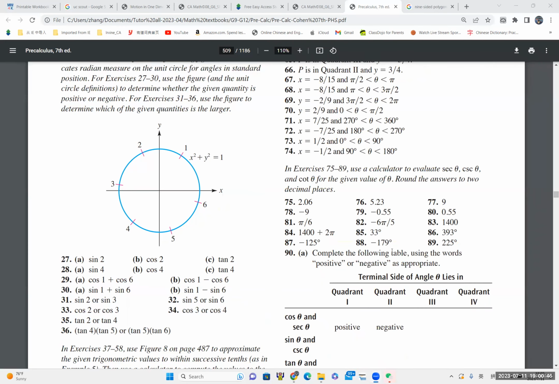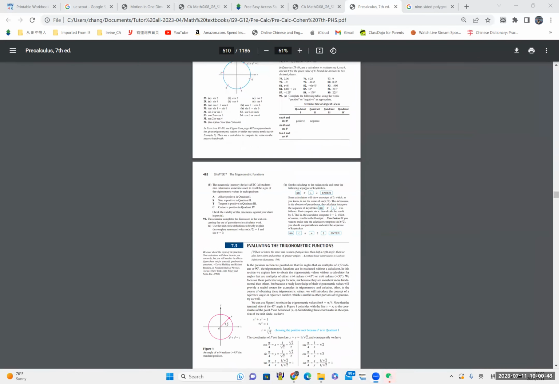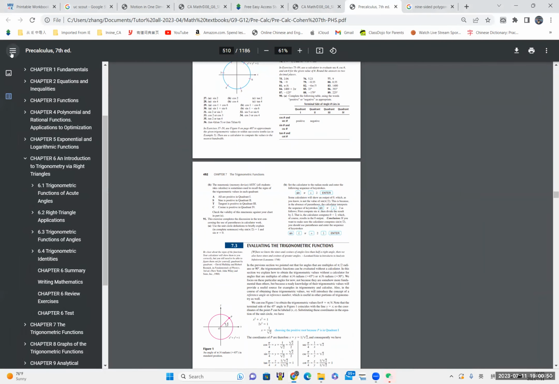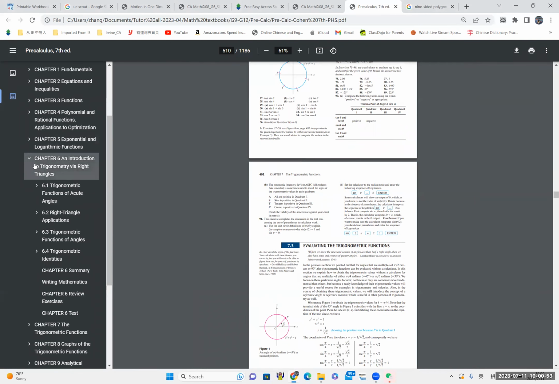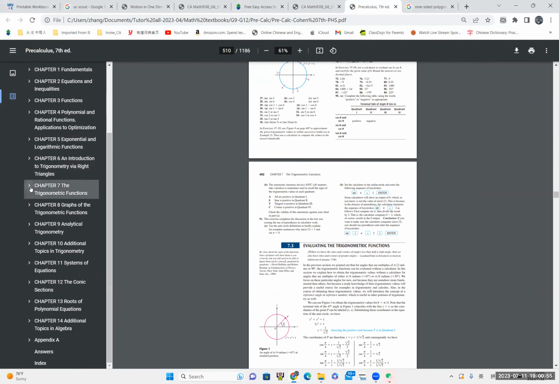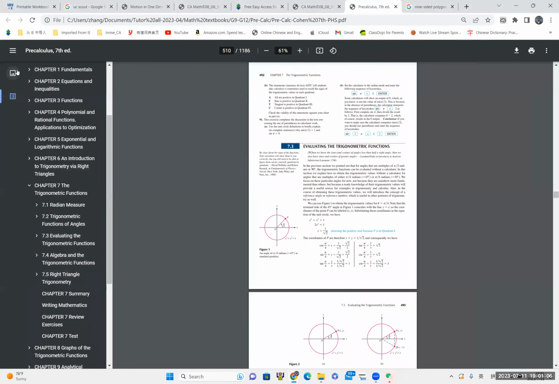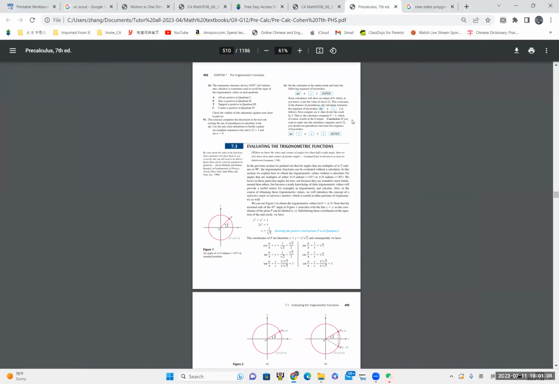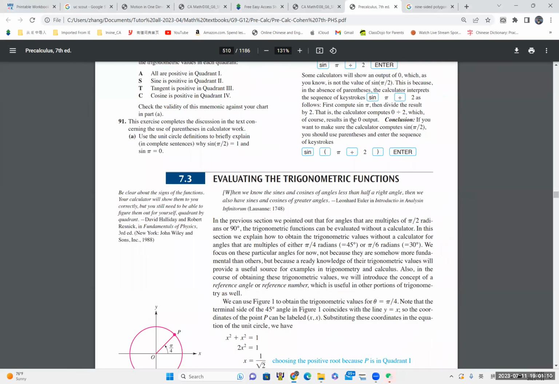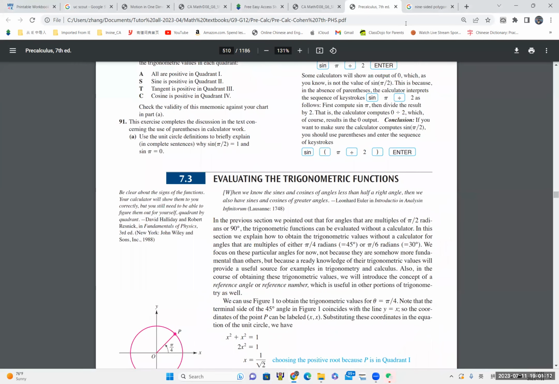Then we just finish this section. Let me see how many sections we have. 4, 7, 1, 2, 3, 4, 5. Okay, then we'll go to this. Yeah, let's take a break first. Let's come back.